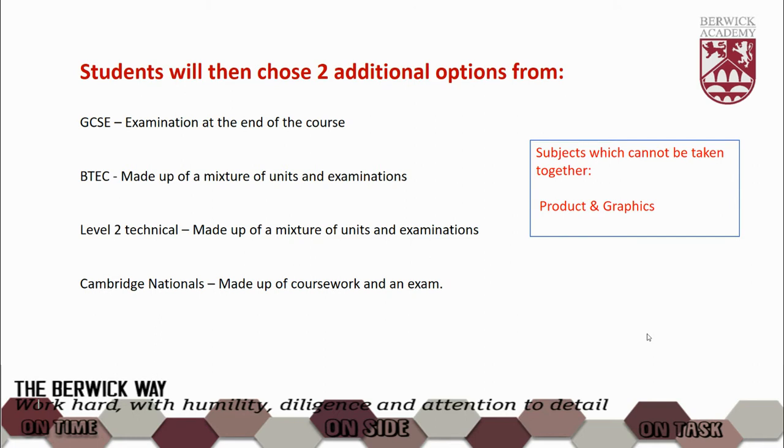Students will then choose 2 additional options from the following types of courses we have available: GCSE, which is the traditional exam at the end of the course, BTEC qualifications, which are made up of a mixture of units and examinations, Level 2 technical awards, which are made up of a mixture of units and examinations, and Cambridge Nationals, which are made up of coursework and an exam.